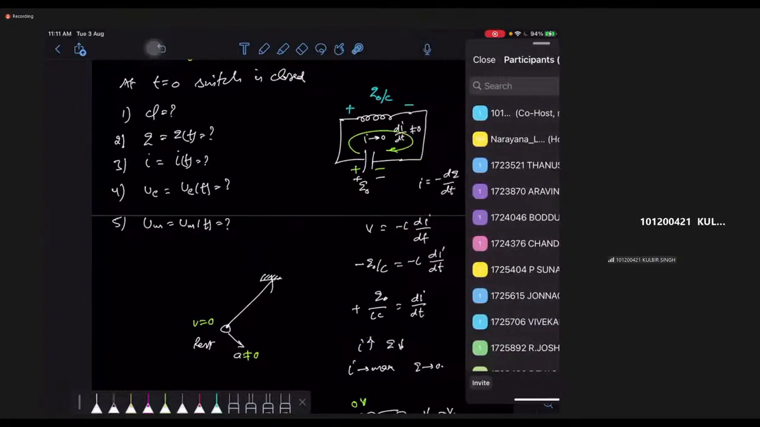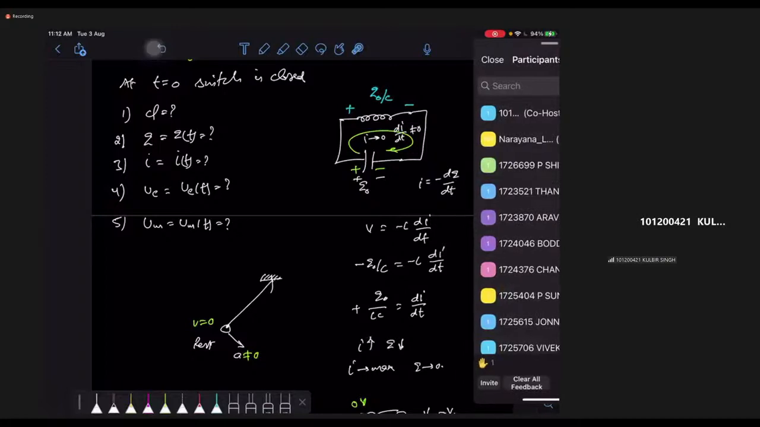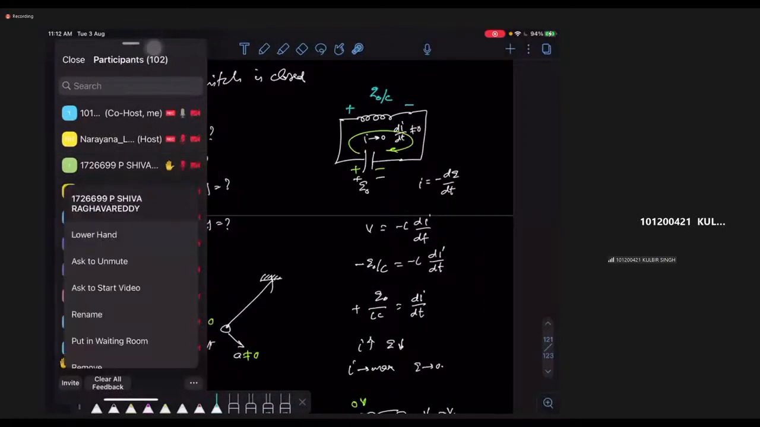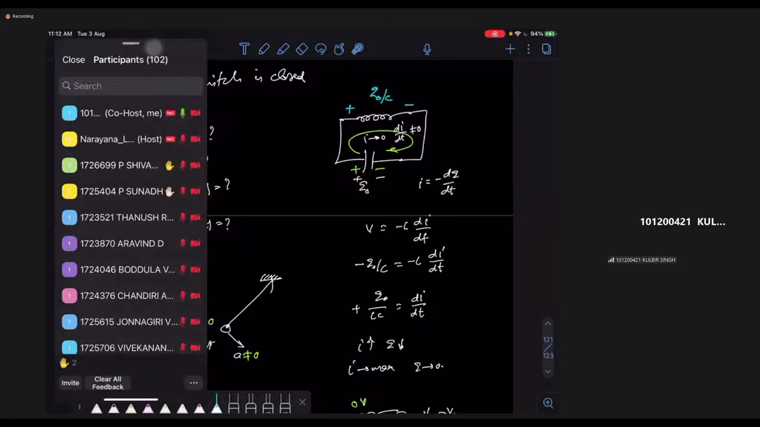Yes. Current derivative. Yes, Shiva. I'm confused about when to take potential equal to minus L di by dt and when plus L di by dt.